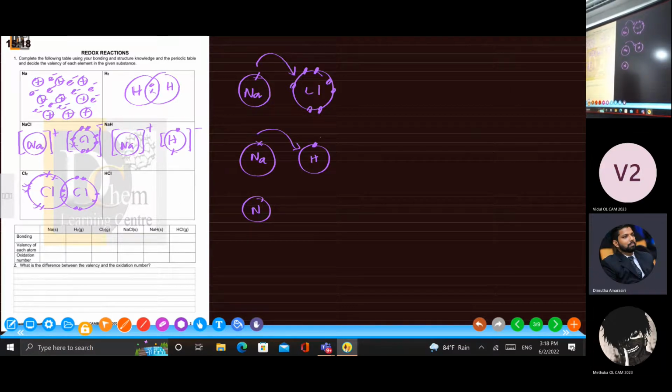Has any atom taken that electron fully? No. They are sharing. Is that clear? And here, hydrogen is also sharing one electron because hydrogen needs one electron. Chlorine is a non-metal, and they are sharing. So these are the things that we have done in the previous lessons, which is very important here.